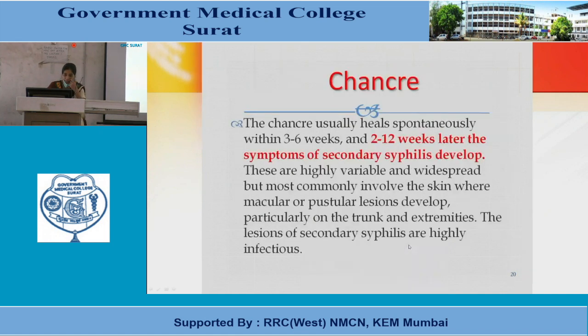The chancre usually heals spontaneously within 3 to 6 weeks, and 2 to 12 weeks later the symptoms of secondary syphilis develop. These are highly variable and widespread, but most commonly involve the skin, where macular or pustular lesions develop, particularly on the trunk and extremities. The lesions of secondary syphilis are highly infectious.